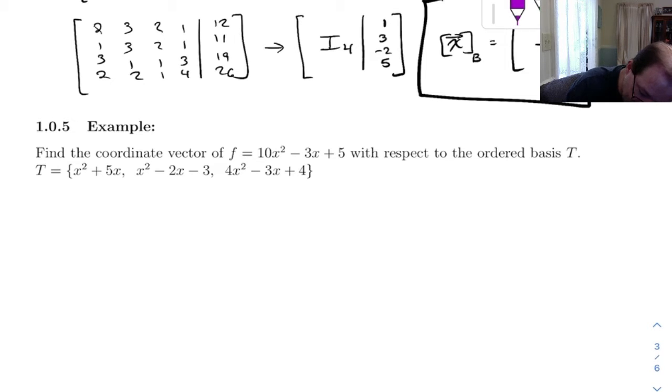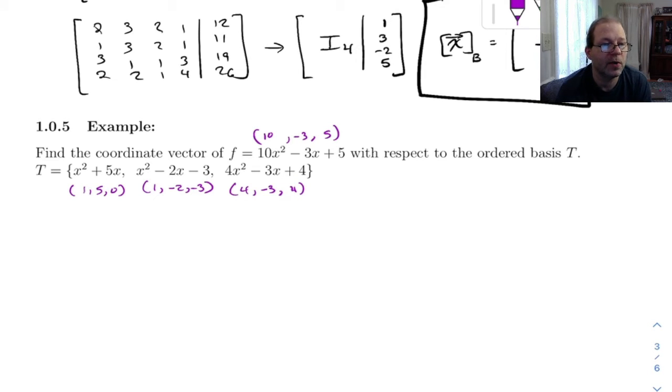So what we've got here for f, I'm going to call this the same as (10, -3, 5). And then my basis vectors down here are going to be (1, 5, 0), (1, -2, -3), then (4, -3, 4). It's not important the order you do these in, as long as you're consistent. So anyway, we get that.